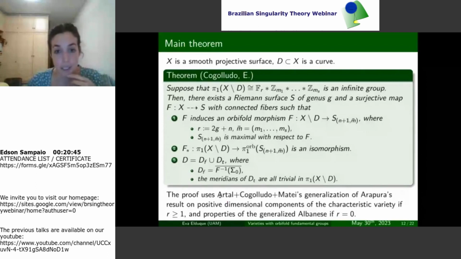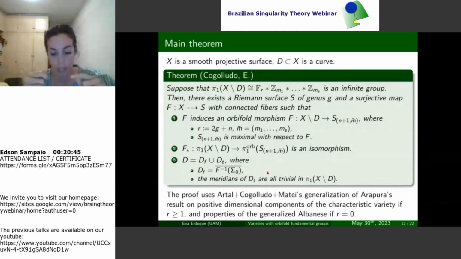And so the fact that this morphism exists, if R is bigger than 1, was a direct consequence of these two papers. But then we have to do more work to prove not just the existence of the morphism, but the fact that this isomorphism holds and the curve is of this form. And if the characteristic variety doesn't have any positive dimensional components, then we couldn't apply the previous work, these two papers, as they were.